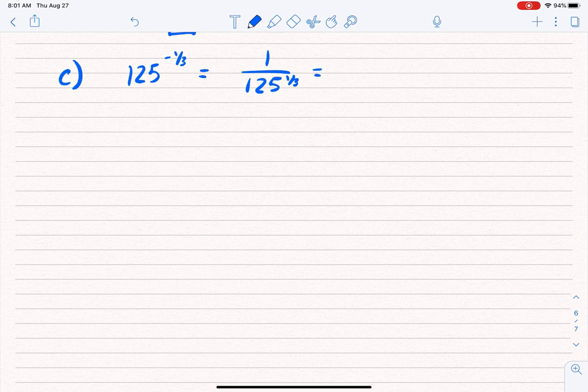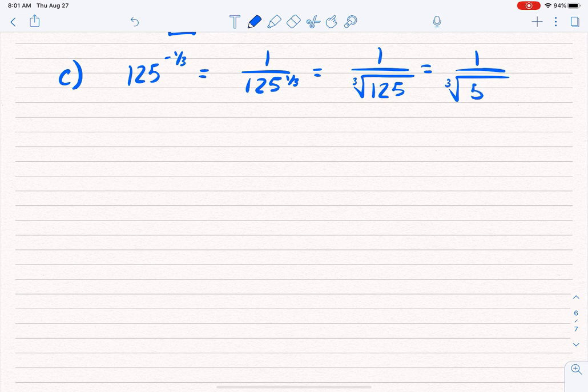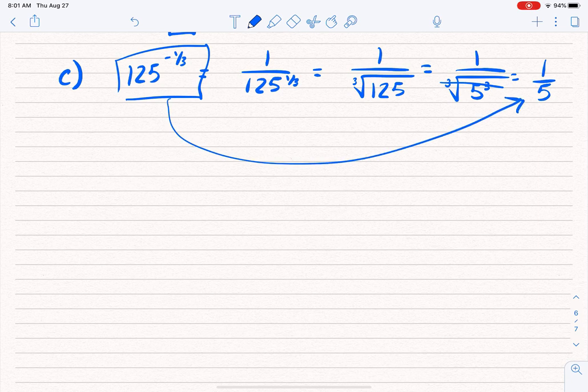And then you say, well, 125 to the 1/3 power, what's that going to be? Well, it's going to be the cubed root of 125. And if you're not sure, 125 is the same thing as 5 cubed. So there you go. Those 3's take care of each other, and you're left with just 1/5. So 125 raised to the negative 1/3 power ends up just being 1/5. That's pretty simple and easy.